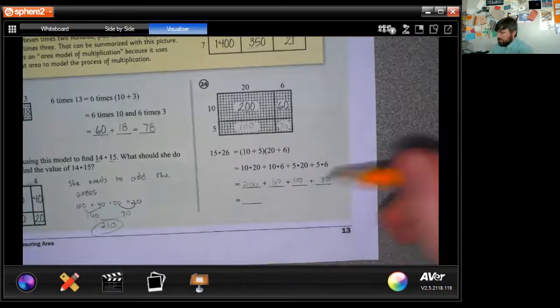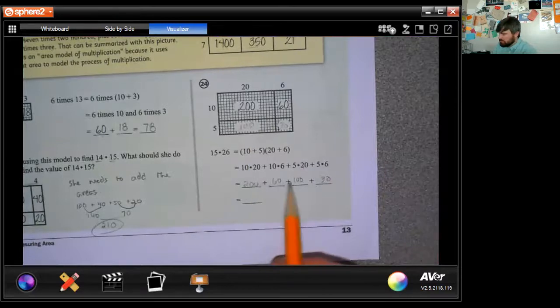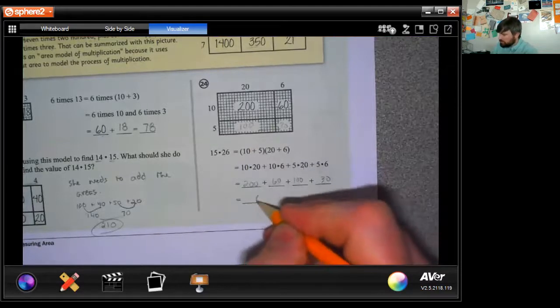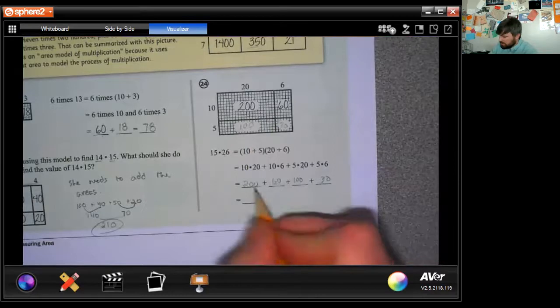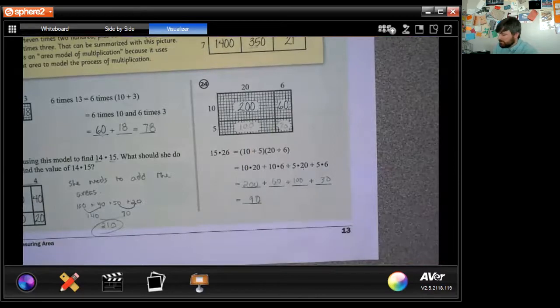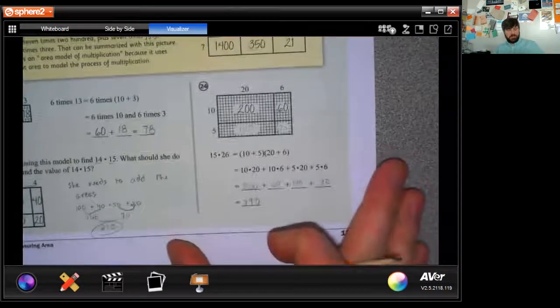Okay, and then you just add those all up. I start in the ones place. You got 0, 0, 0, 0. So you get 0 in the ones place. You got a 3, 0, 6, 0. So 6 and 3 makes 9 in the tens place. In the hundreds place, you got 2 and 1. So that's 3. So you get 390 in that one.